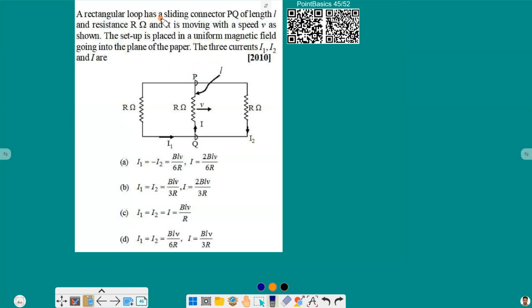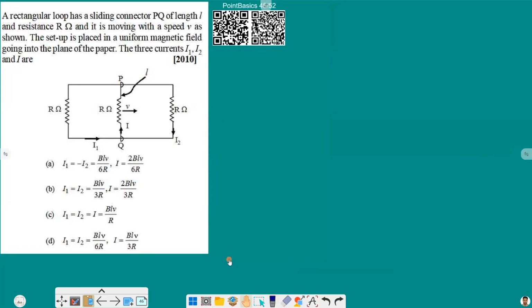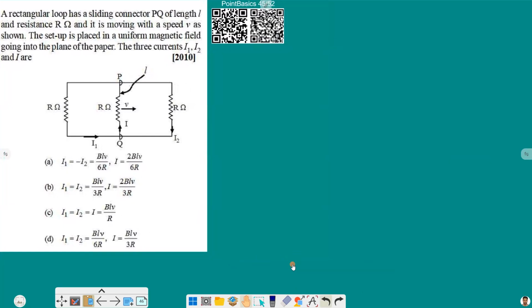A rectangular loop has a sliding connector PQ of length L, resistance R ohm, moving with speed V as shown in the figure. The setup is placed in a uniform magnetic field going into the plane of paper. We have three currents I1, I2 and IR, and we have to find out all the currents. When this conductor is moving in the magnetic field, it will act as a source of induced EMF, and the value of induced EMF will be given by BLV.